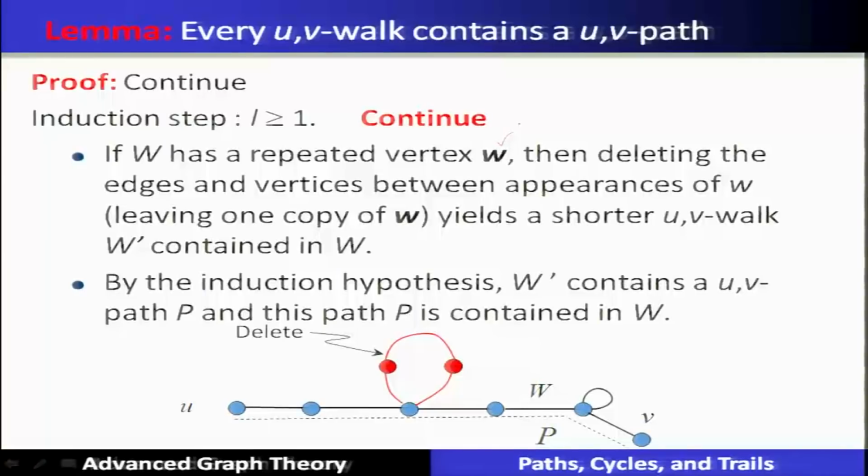Now, if W has a repeated vertex, let us say a vertex w which is shown in bold, then deleting the edges and the vertices between the two appearances of w will yield a shorter UV walk W prime, which is contained in W. So, by induction hypothesis, we know that W prime, which has a shorter length than L, will contain a UV path, and this particular path is contained in the larger walk W, and hence it is proved.